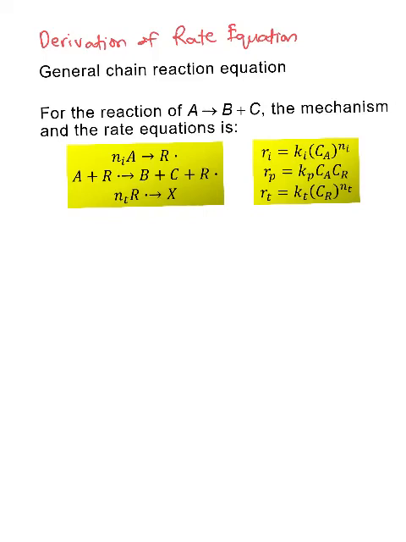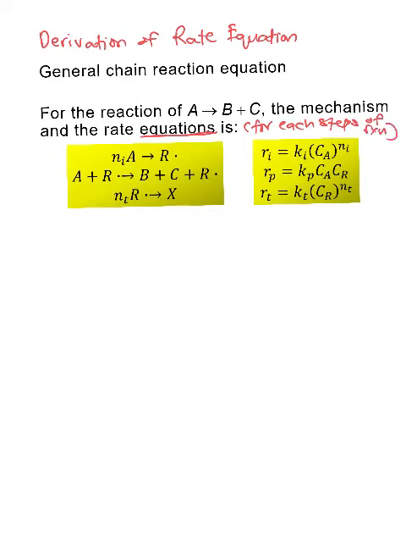Derivation of rate law equation. Given here is the general chain reaction equation for the reaction of one reactant that produces two products, which is reactant A producing products B and C, and the mechanism of the chain reaction and the rate equation for each step. The definition of rate equation here is the rate equation for each step of reaction in a chain reaction.